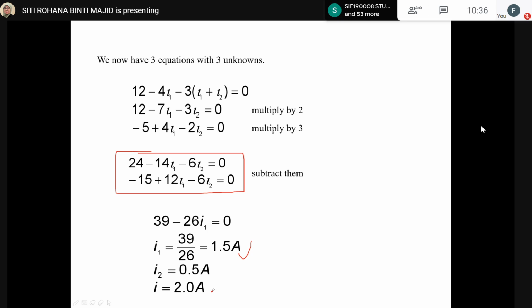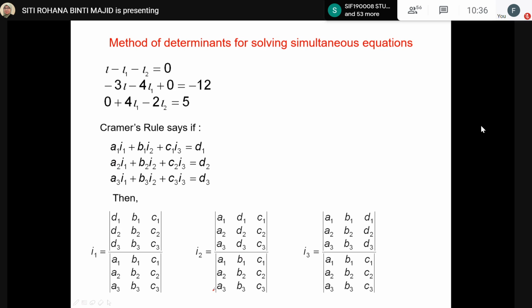Okay, clear? Then another method to solve this problem is we call it Cramer's rule. Cramer's rule, I think everyone knows because it's similar to the matrix solution. If I'm not mistaken, this topic was already covered in Maths 1. So you can use Cramer's rule. Okay, so this is an example.